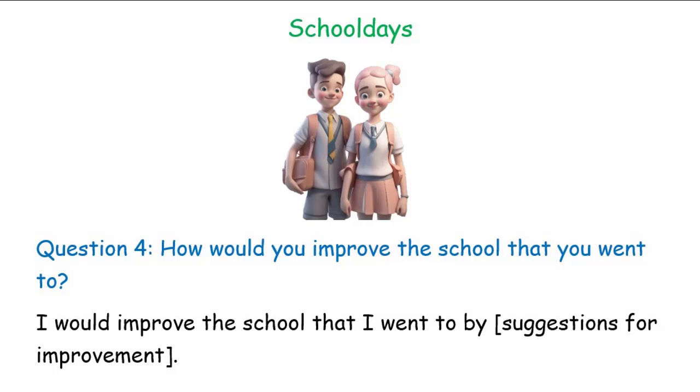Now, let's listen to a Band 9 response where the speaker will use the same template when answering the same question. How would you improve the school that you went to? I would improve the school I attended by introducing more extracurricular clubs and activities to cater for the diverse interests of students. Additionally, implementing mindfulness and stress management programs would support student physical and mental well-being.